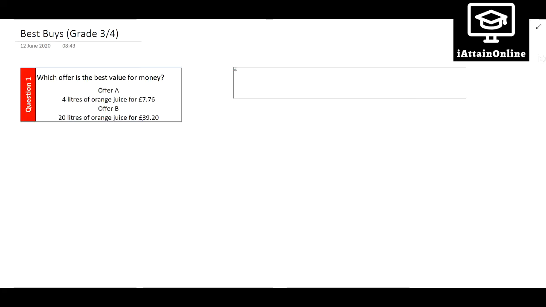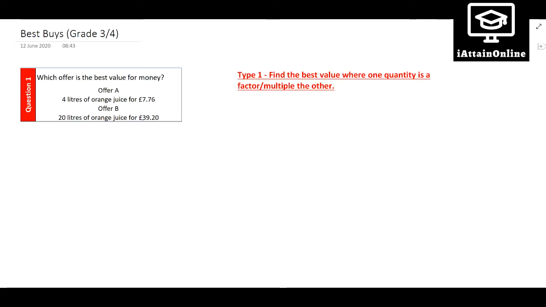So the first example that I'm going to go through is where you are given 2 offers in a shop. You can either, in this case, get 4 litres of orange juice for £7.76, or you can get 20 litres of orange juice for £39.20. Now, to find the best value for money, the key thing here is to make sure that the quantities that you are working with are the same.